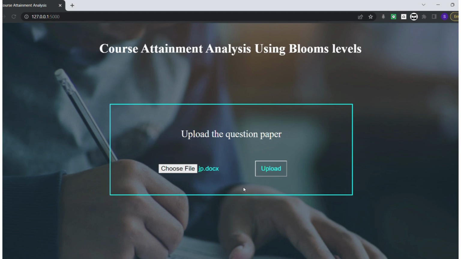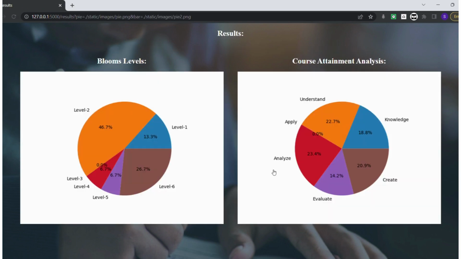The culmination of our analysis is the generation of a pie chart. This chart visually displays the distribution of Bloom's levels across the exam questions. It offers a clear and concise summary of the percentage of questions falling into each Bloom's category. And we calculate the weighted average percentage of course attainment for each Bloom's level. This metric provides valuable insights into students' general performance and comprehension across the various cognitive domains represented by Bloom's taxonomy.